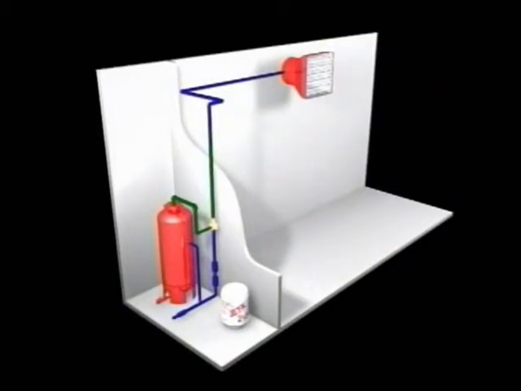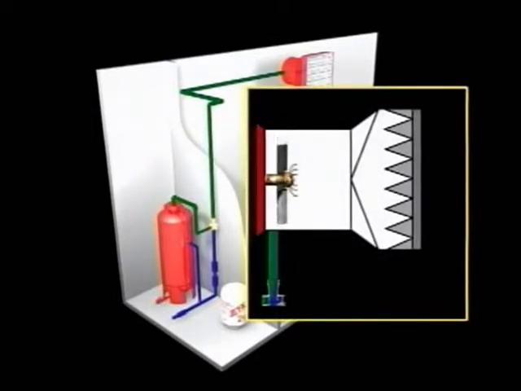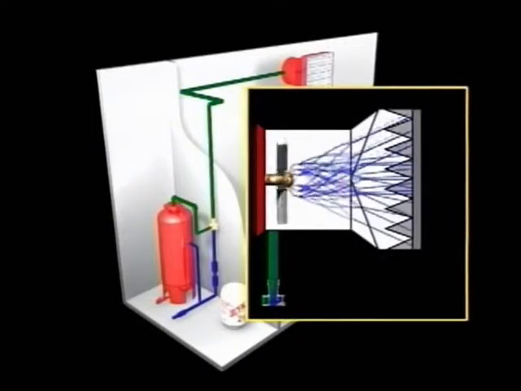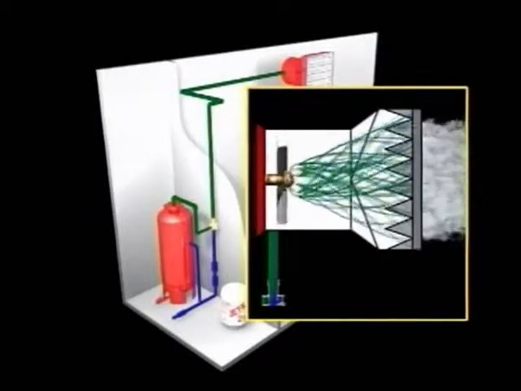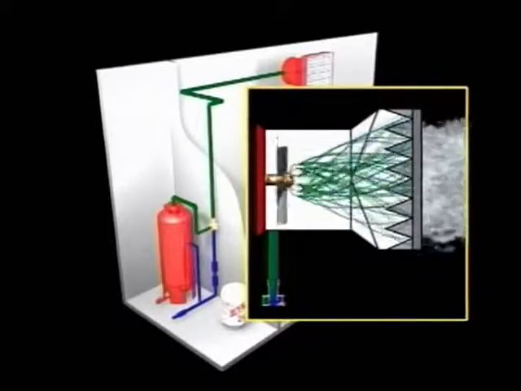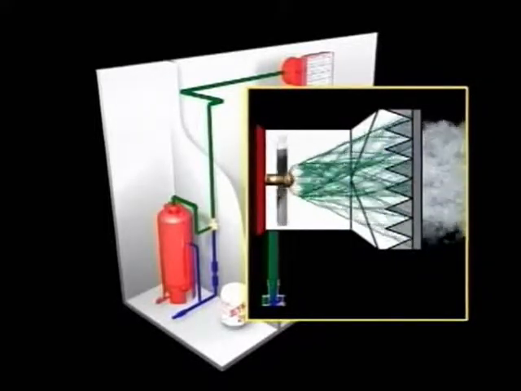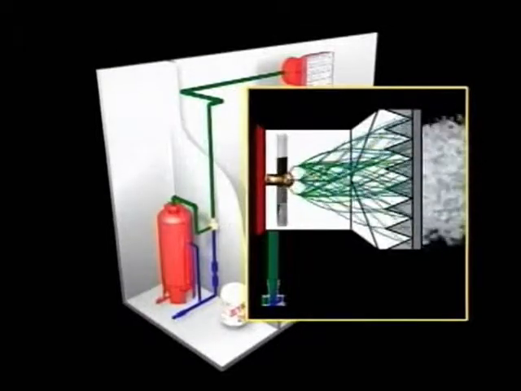The foam solution is routed from the proportioner outlet to one or more high-expansion generators located in the hazard area. Within the foam generator, rotating nozzles spray the solution onto a perforated screen in a circular pattern. Simultaneously, the water-driven fan blows a high volume of air onto the same screen, producing the expanded foam. This expanded foam extinguishes fire in four ways.